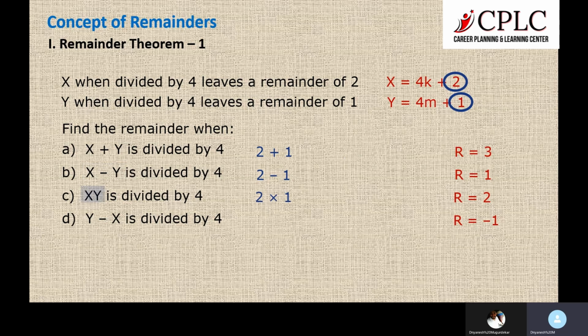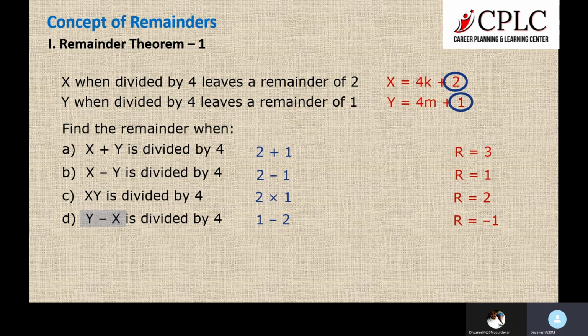Third one, x into y, which is 2 into 1, which is 2. 2 when divided by 4 will give you the remainder as 2 itself. And the fourth one, y minus x, which is 1 minus 2, which is minus 1, which when divided by 4 will give you the remainder as minus 1.